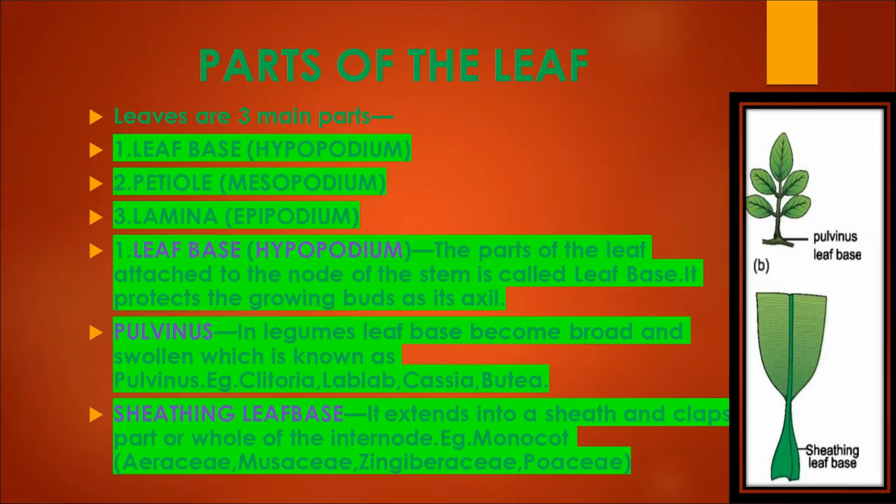What are the three important parts? First one, leaf base, which is called hypopodium. Second one, petiole, mesopodium. Third one, lamina, epipodium. So hypo means down, meso means middle, epi means tip.